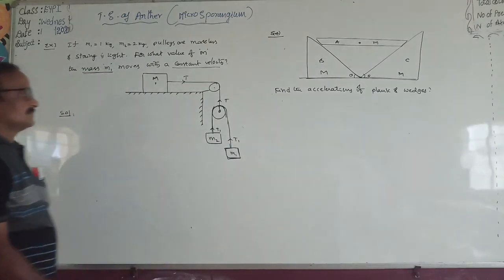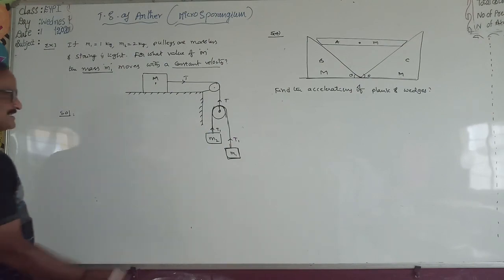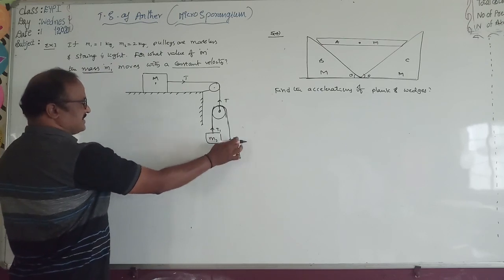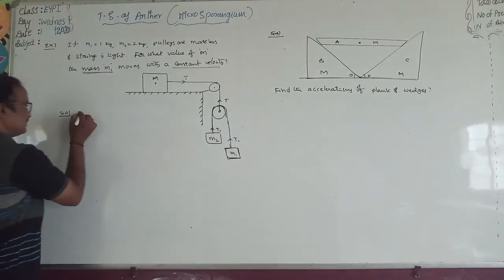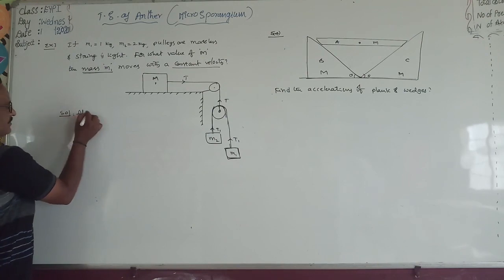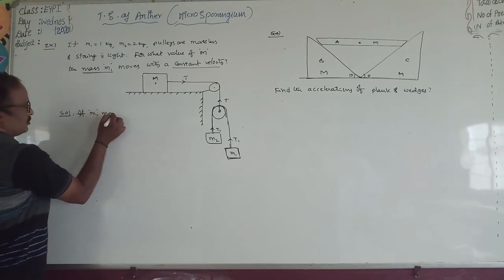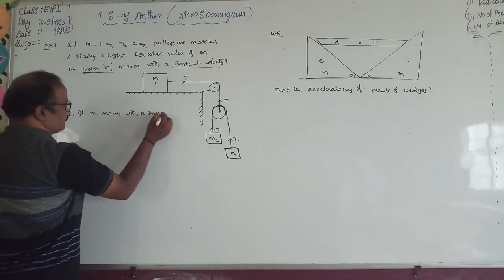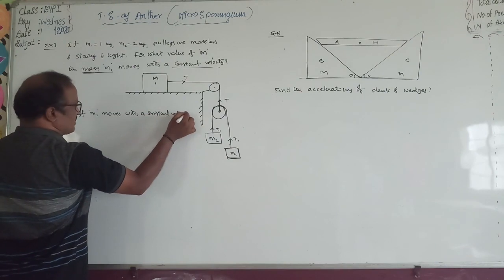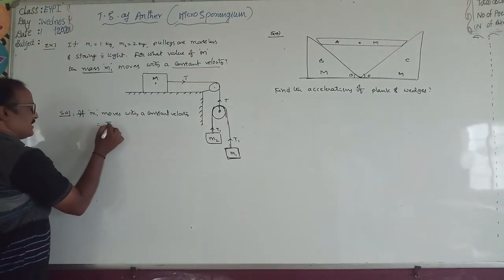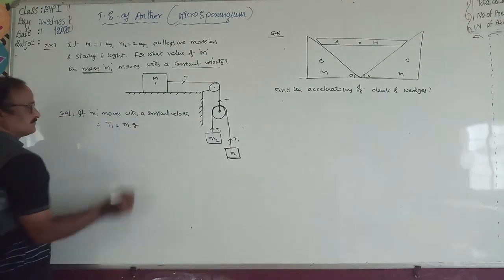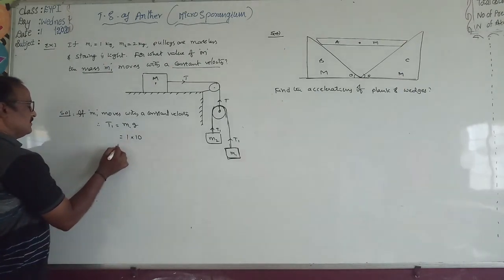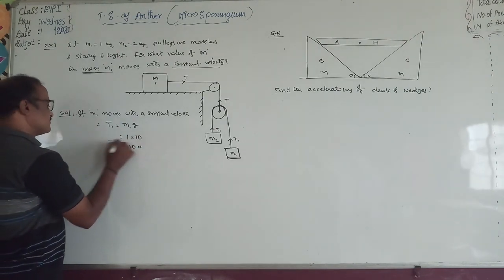For the block of mass M1 to move with a constant velocity, the tension should be balanced by its weight. Suppose M1 moves with a constant velocity, then T1 should be equal to M1 g. What is M1? 1. g should be taken as 10. Therefore, T1 is equal to 10 newtons.